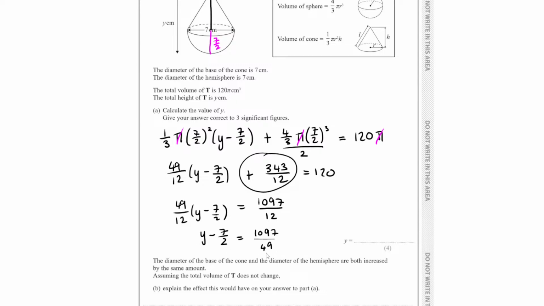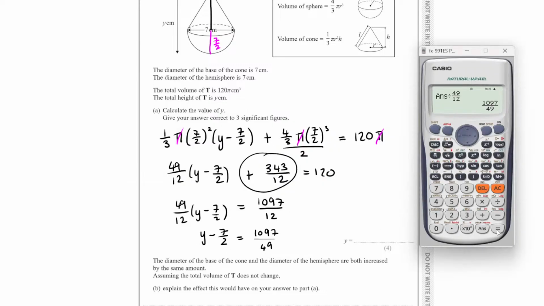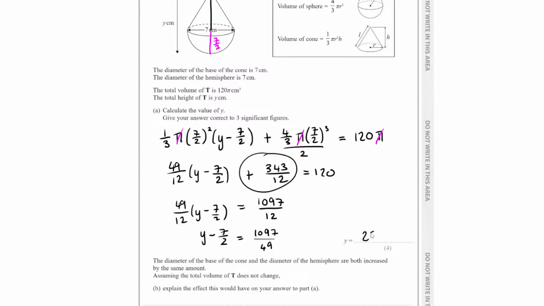Obviously, I would just add 7 over 2, or 3.5. Add 7 over 2. Now, this is then the bit where we can convert it into an actual number, because this is our final answer, isn't it? We've just worked out what y is. They have said 3 significant figures. So y is 25.8. That's 3 significant figures, but the next number is also an 8. So that would mean my first 8 would round up to 25.9.